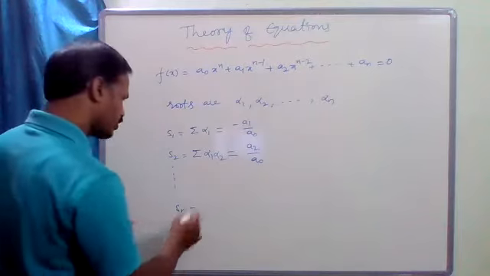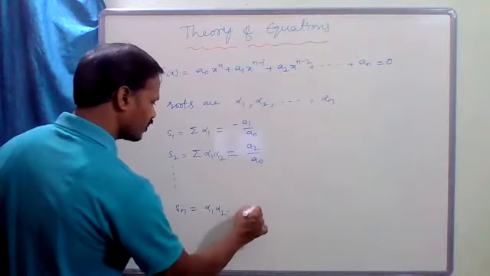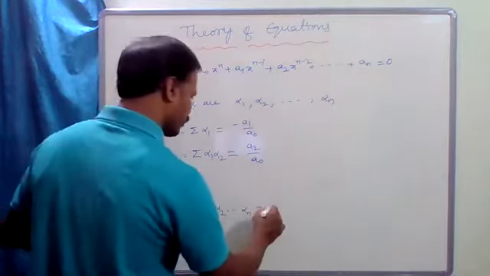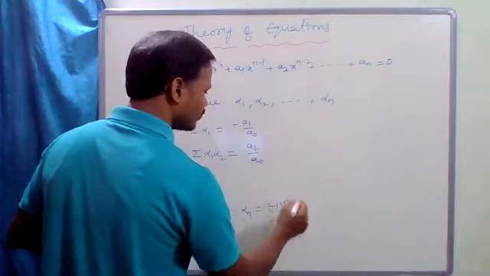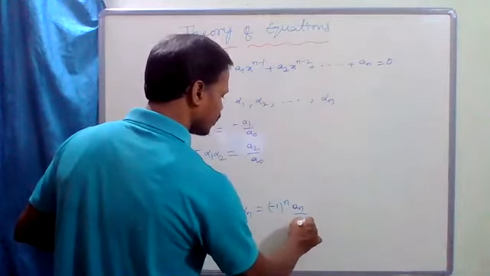Similarly, Sn is the product of the roots, alpha 1, alpha 2, so on, alpha n. It's equal to minus 1 power n, An by A0.